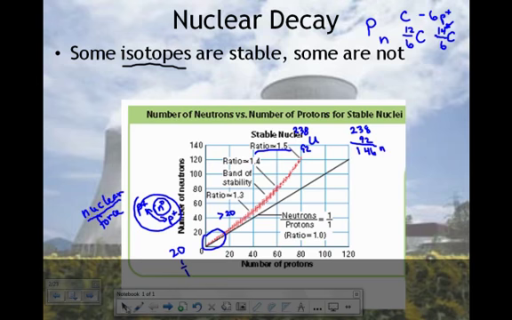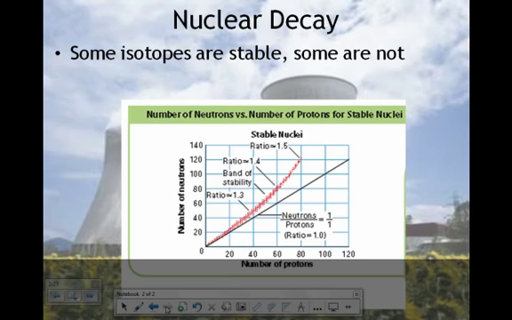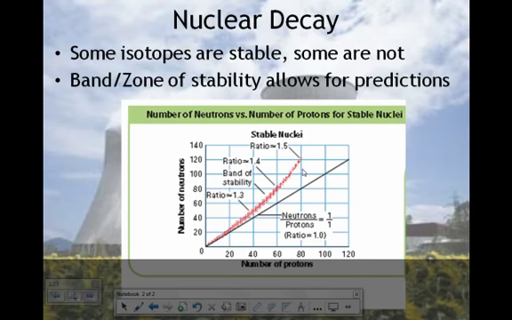So we can use this type of graph to help us predict whether something is stable or unstable. This is called our band of stability. Some call it the zone of stability, but it also helps us to understand what kind of decay a particle might have to undergo so that it can lie along this band of stability, so it can become more stable. That's why these reactions occur.